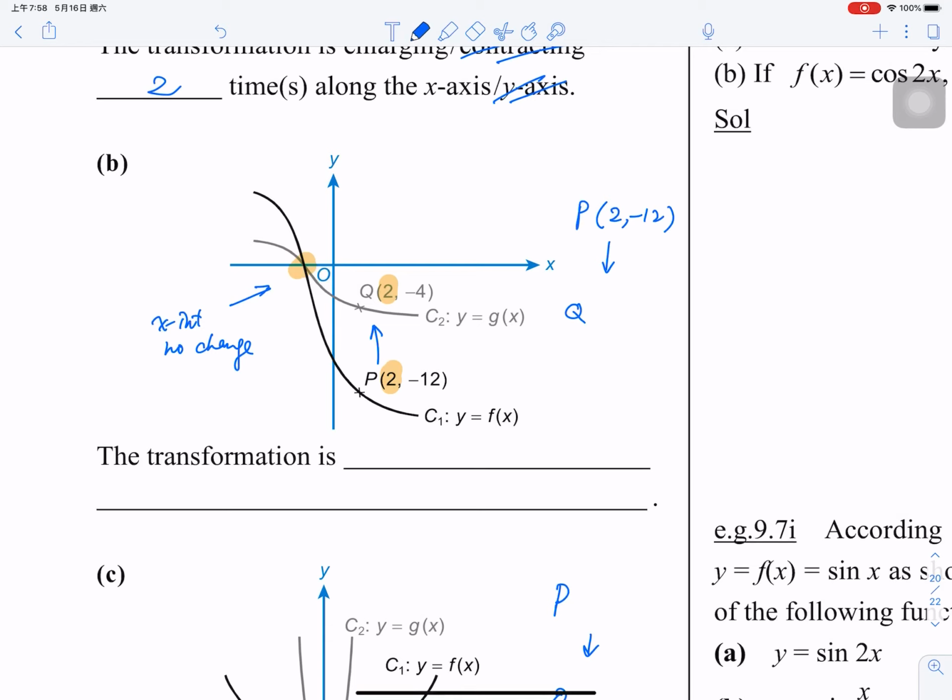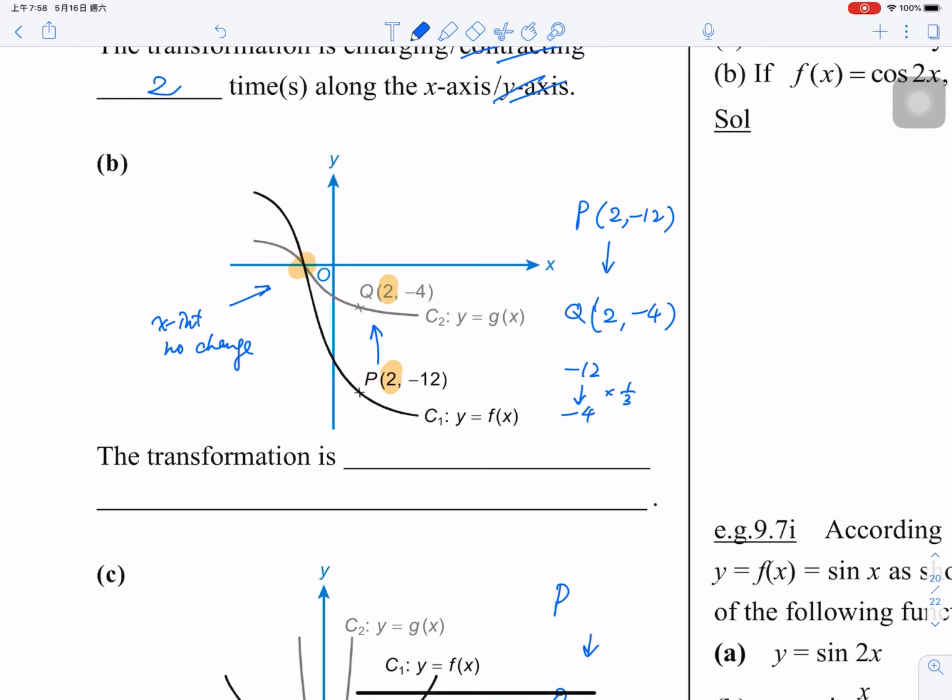Okay. So, have a look. How about y-coordinates? From P to Q. So from -12 to -4. That means times 1/3. So let's have a look at the conclusion. X-intercept, no change. X-coordinates, no change.